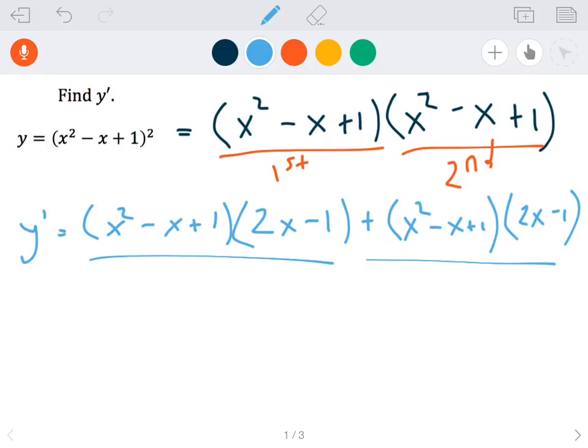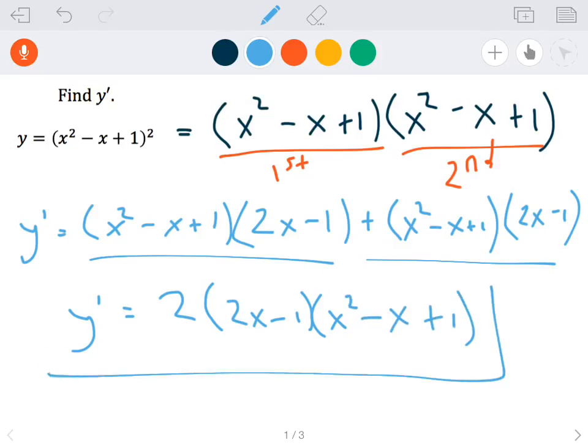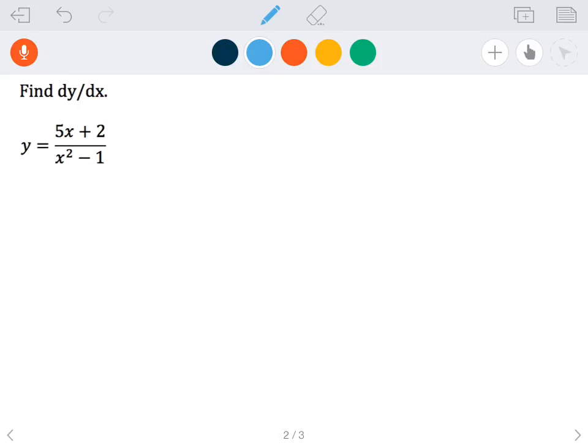This term is the exact same as this term, and so I can say I have two of those. So y prime is equal to 2 times 2x minus 1. Just putting this in the order you'd probably see it on the answer key. And we're done. Nice, convenient use of the product rule. Let's look at another one.